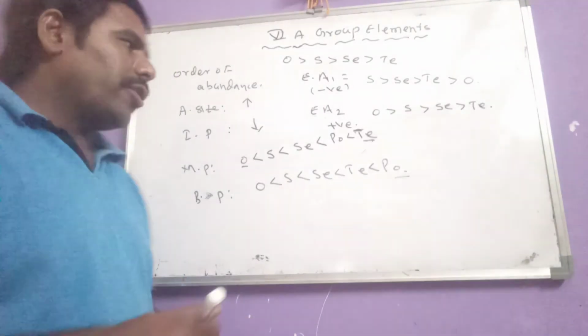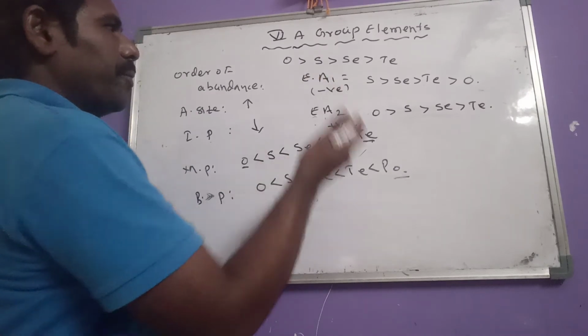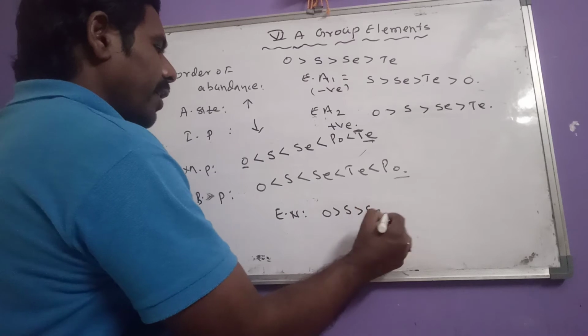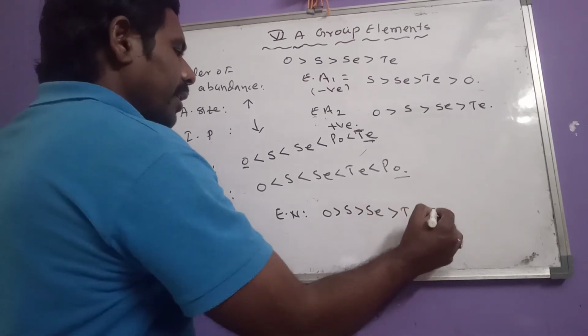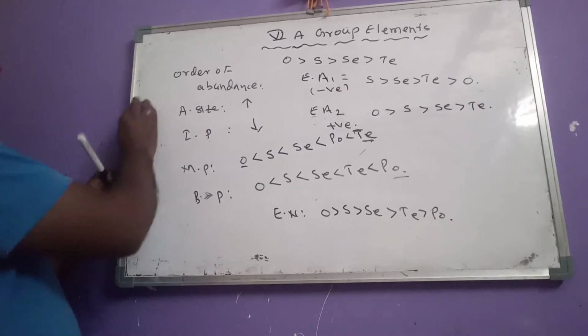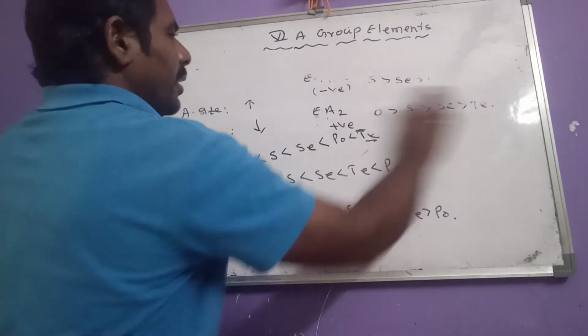Now come to electronegativity. Electronegativity decreases from top to bottom. That means oxygen greater than sulfur greater than selenium greater than tellurium greater than polonium. So these are some general properties of chalcogens.